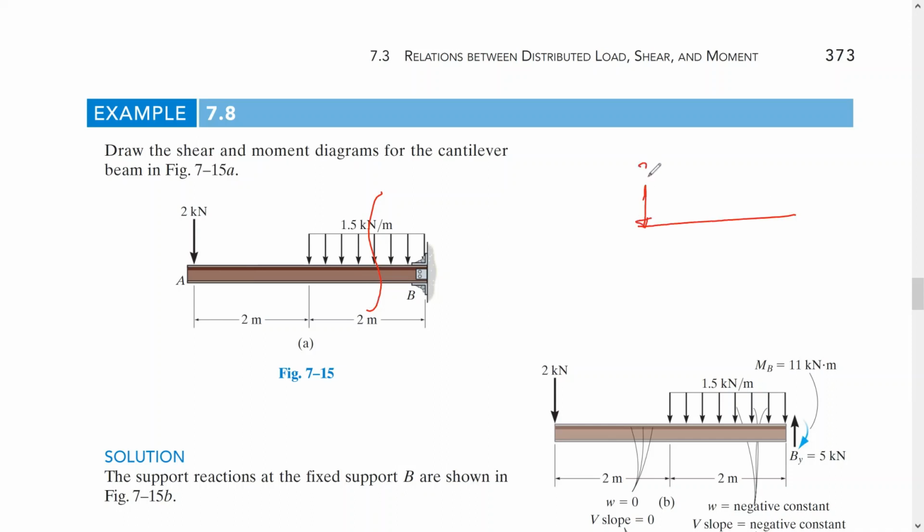This is 2 kilonewton. And we do have a distributed load here. So here, this is 2 meter. This is x. So this is 2 meter. This is x. Here, this is 1.5 kilonewton per meter. So we do have shear here. This is V. We do have moment here. Okay. Before doing anything here, the equivalent force here is equal to 1.5 times x.